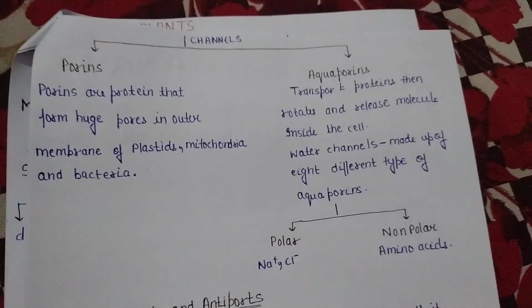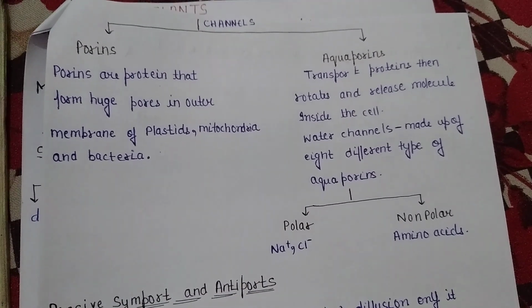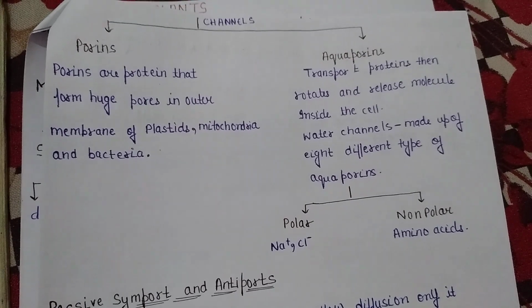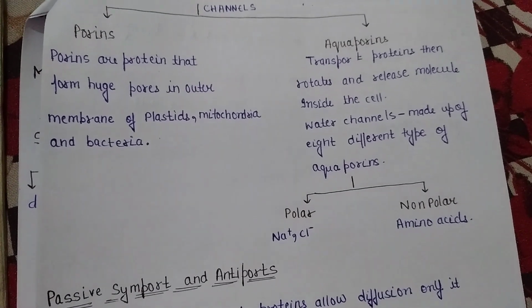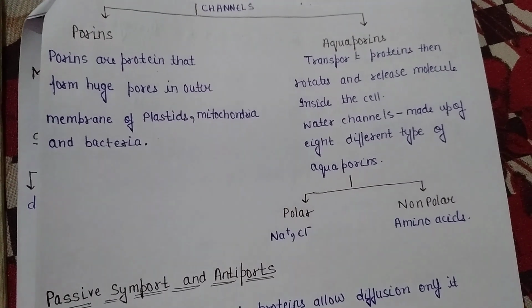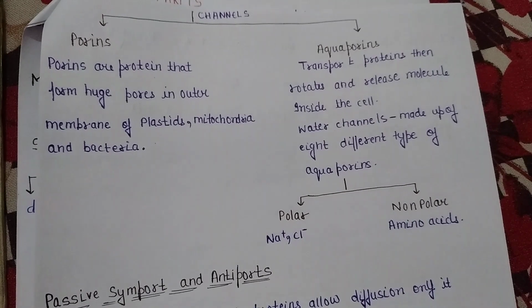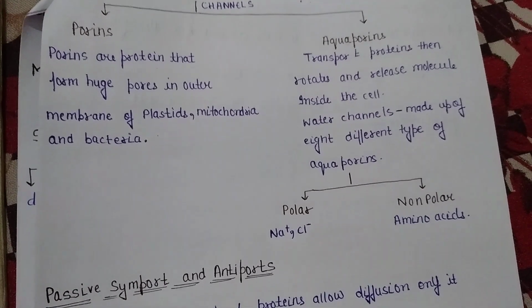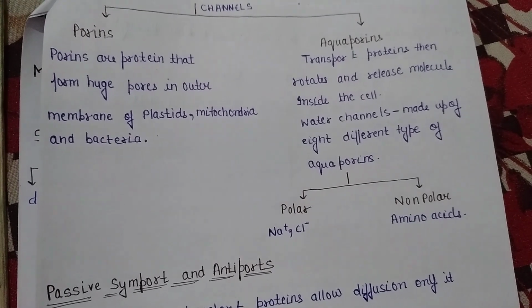Facilitated diffusion takes place with the help of channels. The channels are two: porins and aquaporins. Porins are proteins that form huge pores in the outer membrane of plastids, mitochondria and bacteria. So from there the substances are easily transported. An aquaporin is a transport protein that rotates and releases molecules inside the cell.